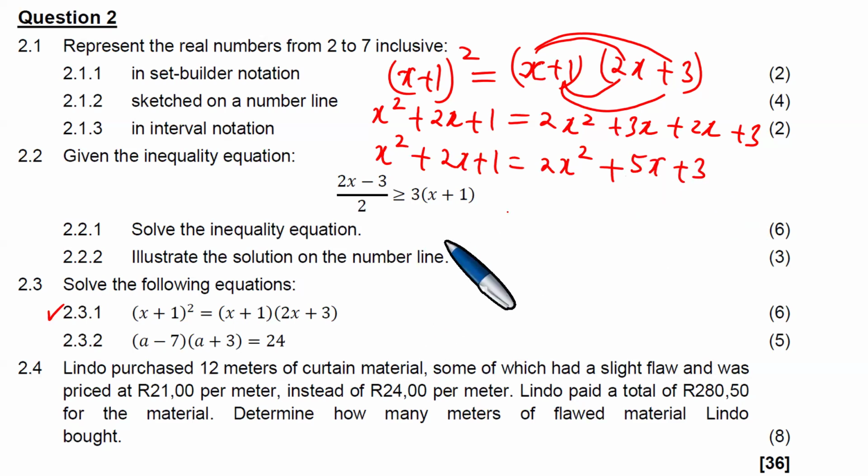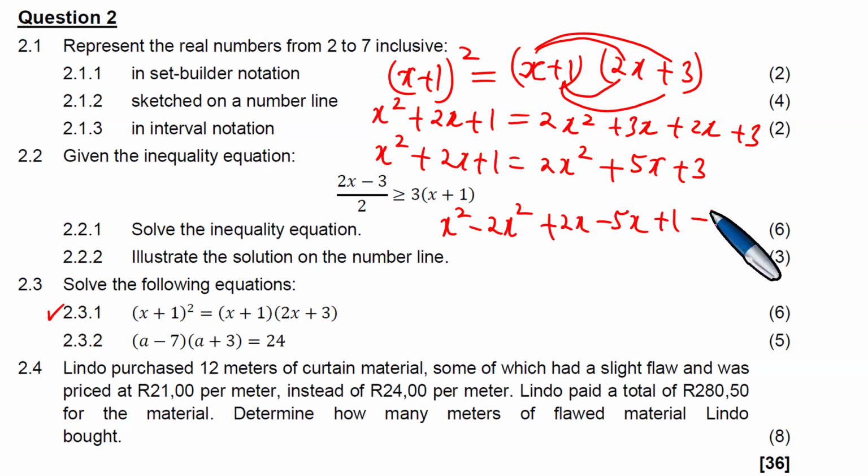So, okay, we collect like terms. Collecting like terms, we can move everything across. We have x squared, we transpose this one. 2x, we transpose this one. 1, we transpose that. What is x squared minus 2x squared? It is exactly minus x squared. What is 2x minus 5x? It's exactly minus 3x. 1 minus 3 is what? It's minus 2, equals 0.